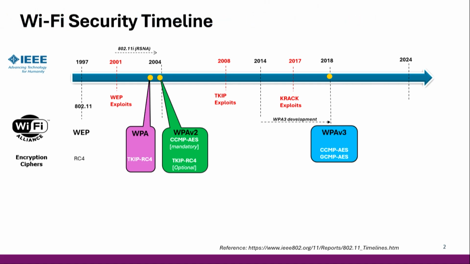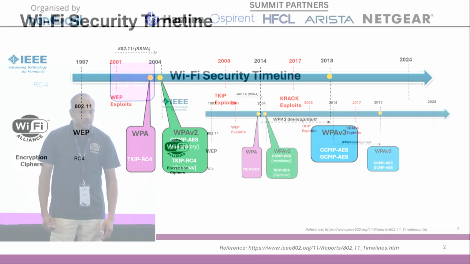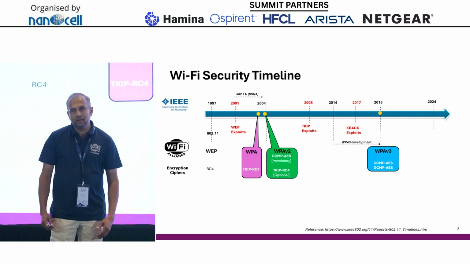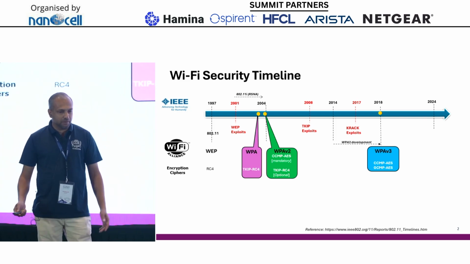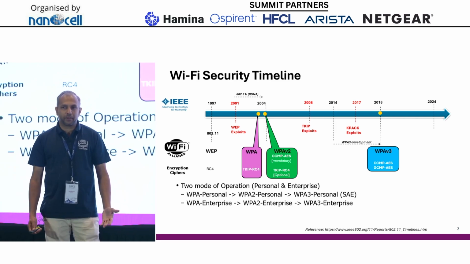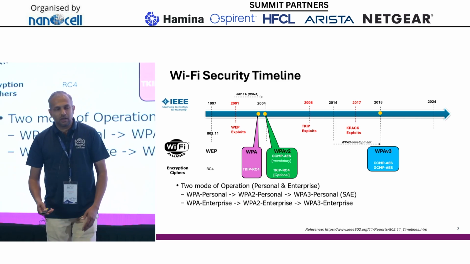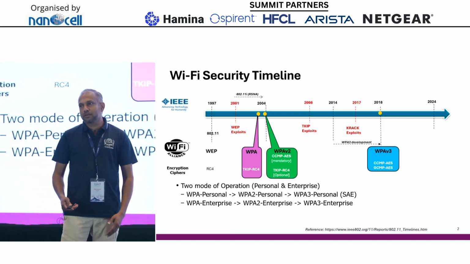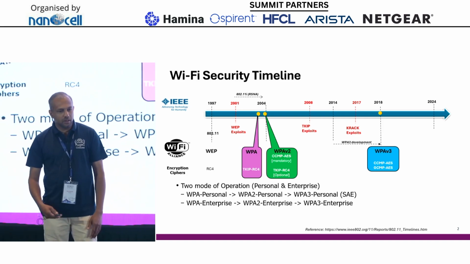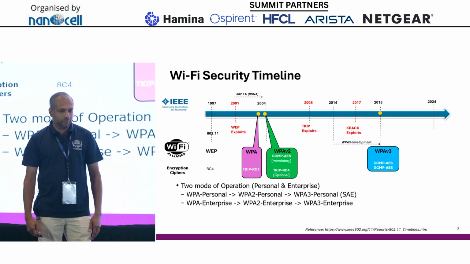In WPA3, they completely deprecated RC4, so we are only AES. But for the implementation of AES, they introduced a mode called GCMP, which is a bit more efficient. For any of these methods, we have two modes of operation. If you deploy in the home, that's what we call personal mode, and if you deploy in enterprises, you need to have authentication infrastructure, which we call the enterprise scenario.